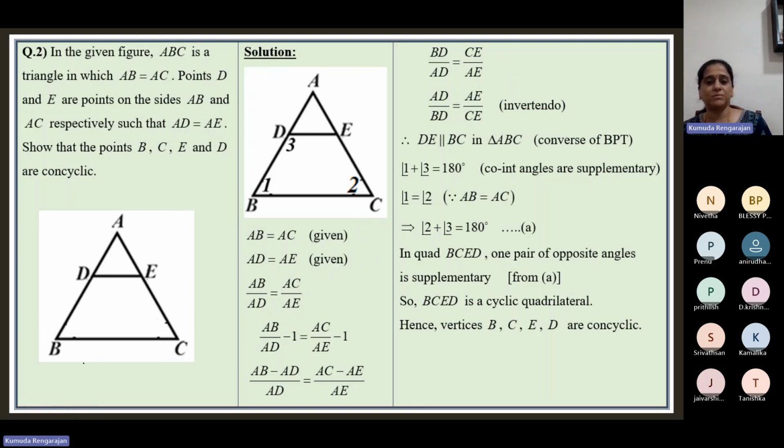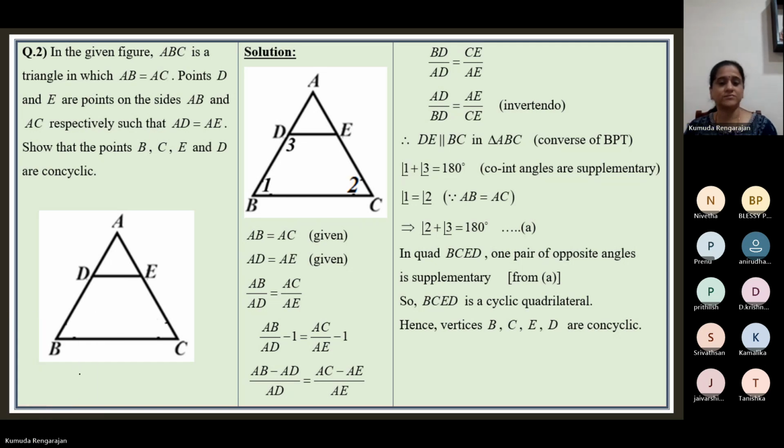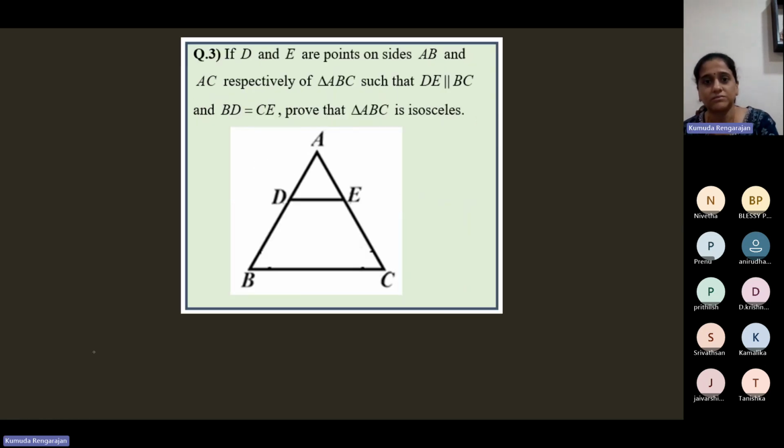Now by the converse of BPT, the two lines are parallel. And when lines are parallel, co-interior angles are supplementary. So 1 plus 3 is 180. But 1 is equal to 2. So 2 plus 3 is also equal to 180. So if 2 plus 3 is equal to 180, this is a cyclic quadrilateral, and so the points are concyclic. You can also do it like this.